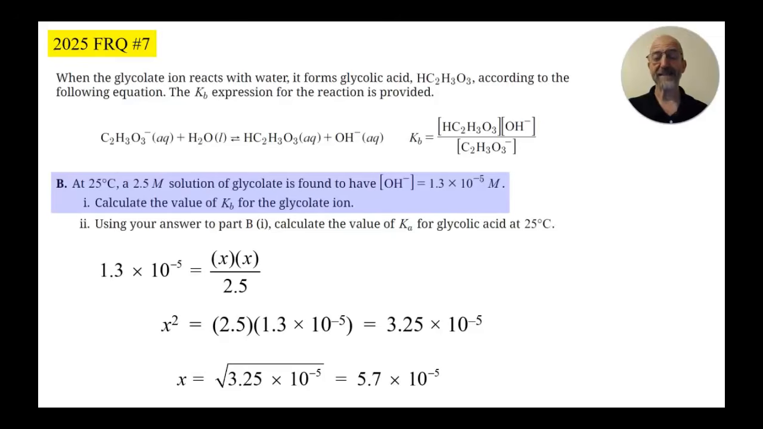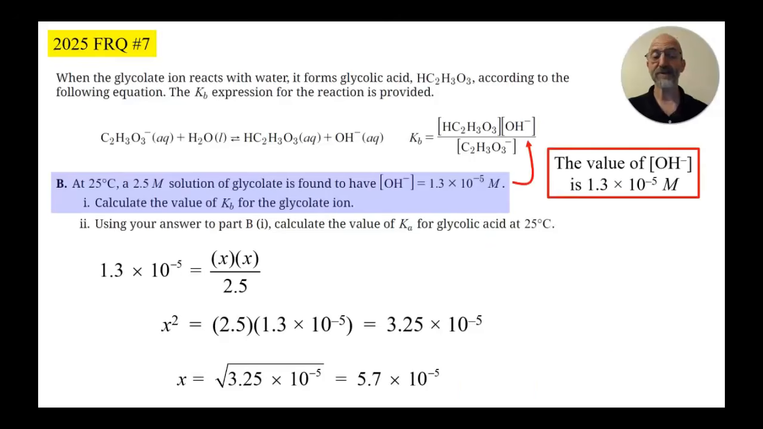So what exactly is that 1.3 times 10 to the negative 5? That is the concentration of the hydroxide. So that goes right there. It goes in the numerator of the expression. If I'm solving, it's not going to be x and x in the numerator. It's going to be 1.3 times 10 to the negative 5 for the concentration of the hydroxide ion that I was given.